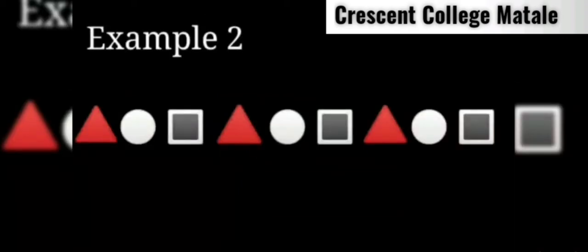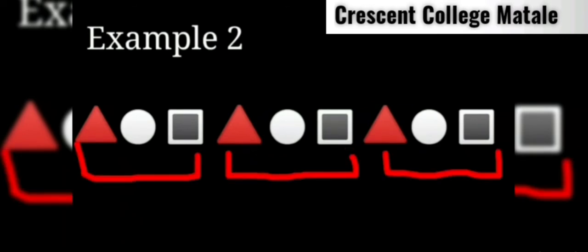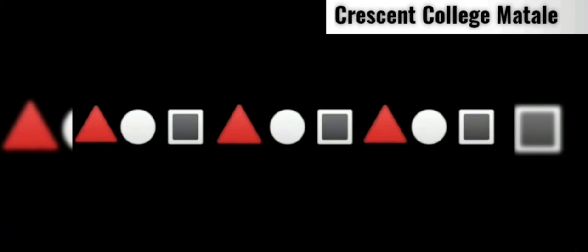Here, we can see some shapes. Triangle, circle and square. In this pattern, we can see a triangle, next a circle and a square. Again, a triangle, circle and a square. This one unit repeats again and again. So, this is also a pattern.